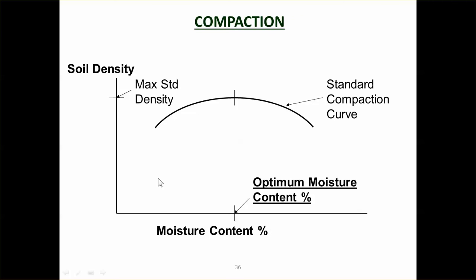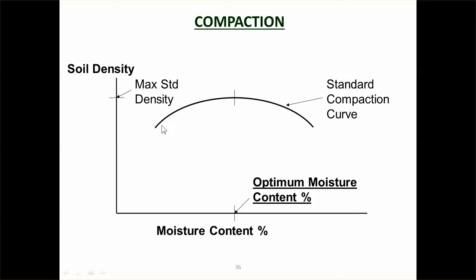So when the soil is really low moisture content, it's really dry, it can only compact to that much. As it gets wetter, it gets to a point where it's at its optimum moisture content. At that optimum moisture content, or the OMC, the soil will compact to its maximum density. And then as it gets wetter, it starts to drop away.